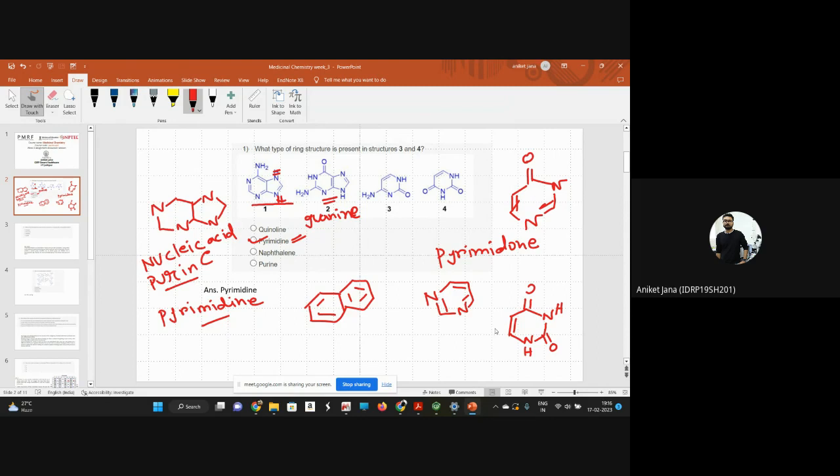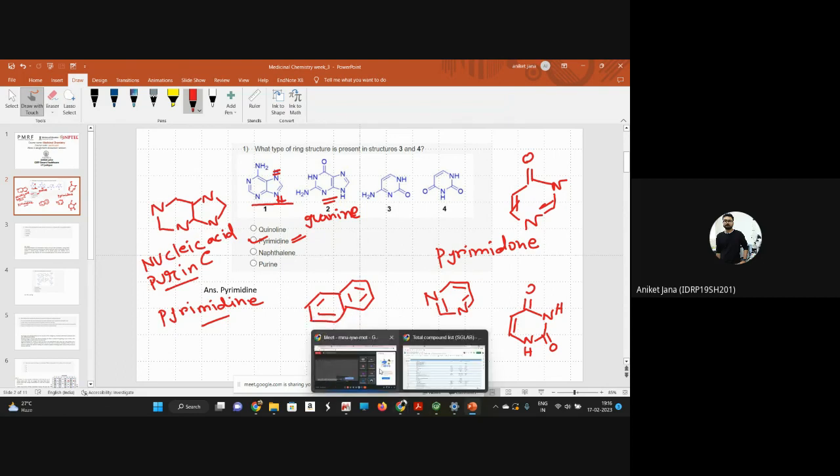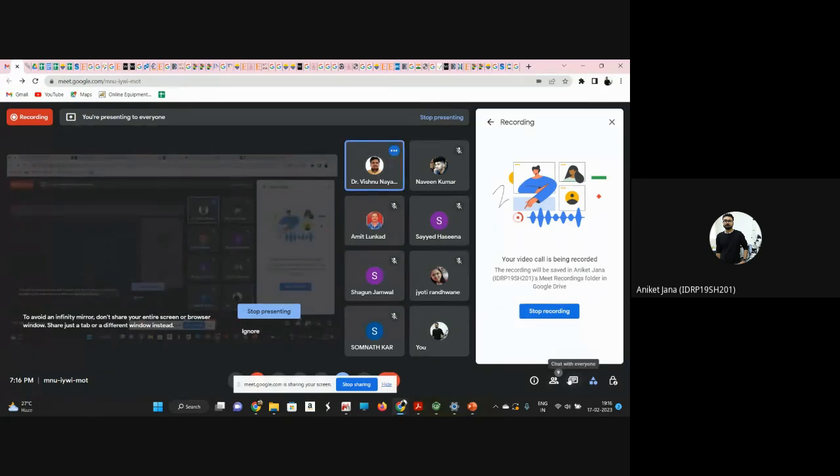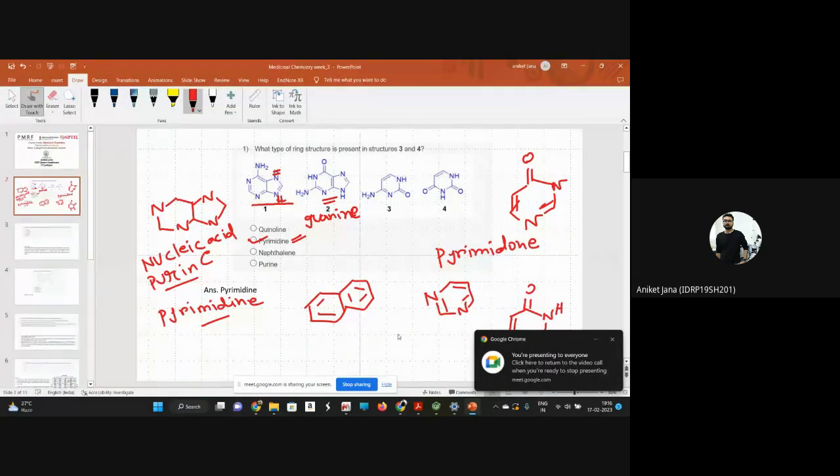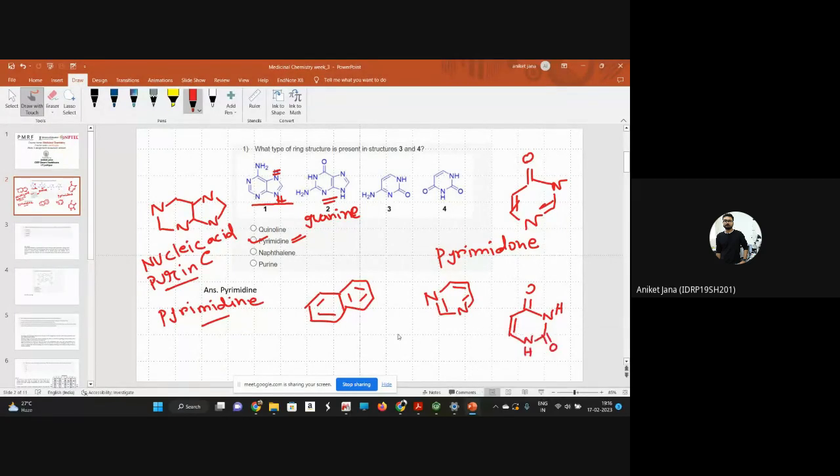Uracil is this one. The fourth structure and this one are the same. Yes, the fourth one is uracil. And uracil is present in purine... no, in DNA or RNA? RNA. Okay, we will discuss this later.